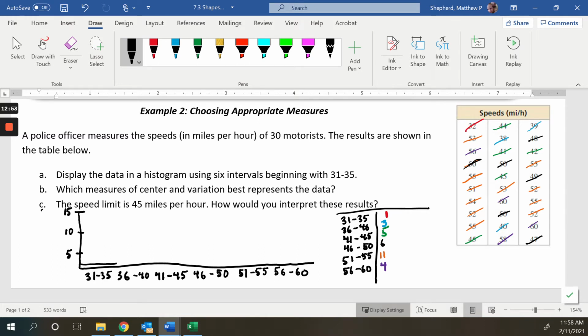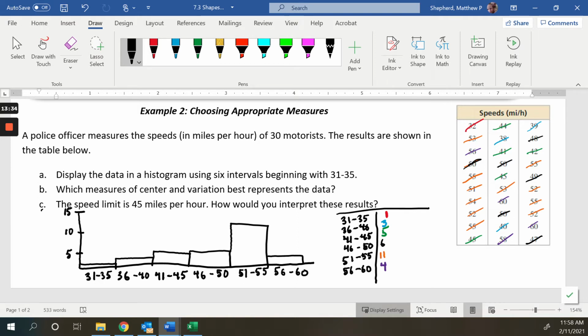So first, we've got 1, and 36 through 40 should be up at a 3. And then 41 through 45, up as high as the 5. 46 through 50, up at the 6, so only just barely higher. 51 through 55, up at 11. 56 through 60 at 4. All right, so there's our data.